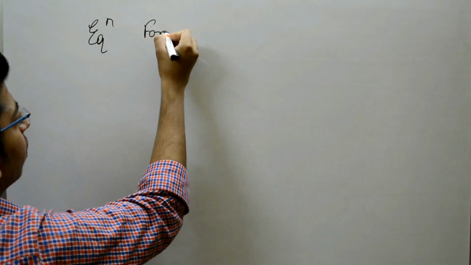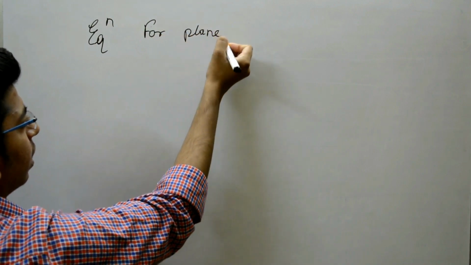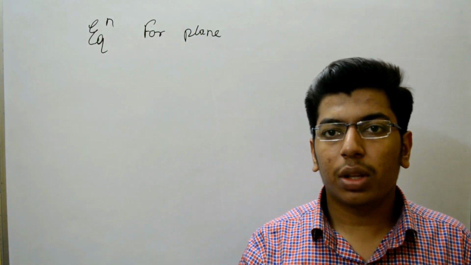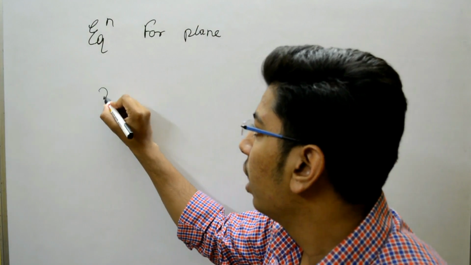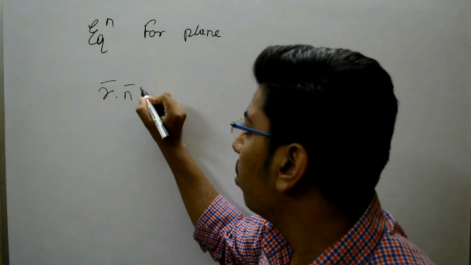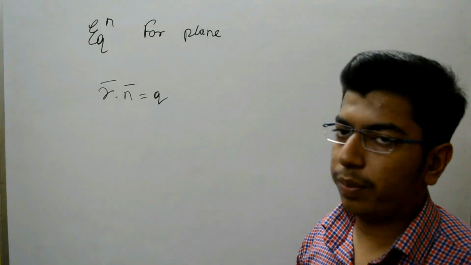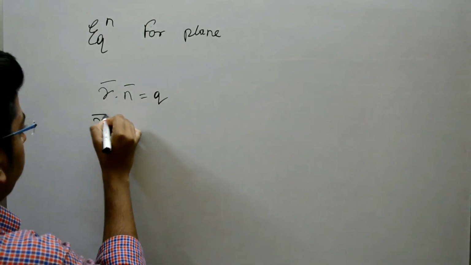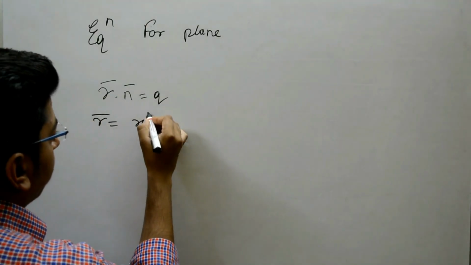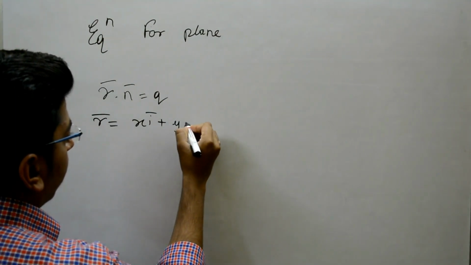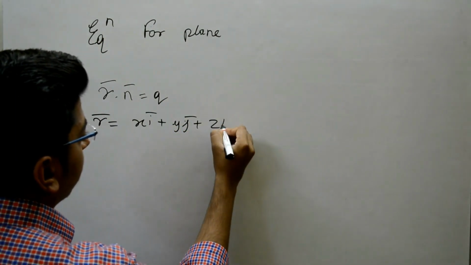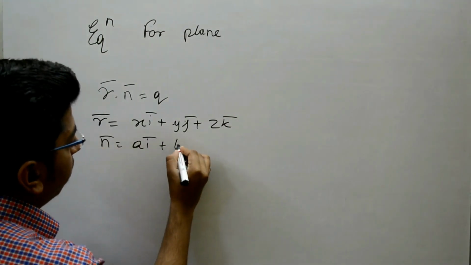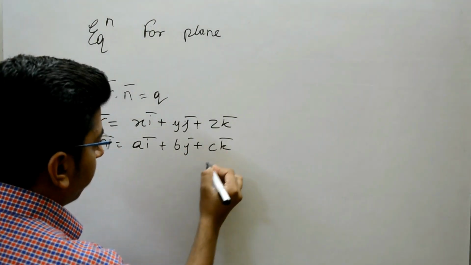The general equation for the plane is r bar dot n bar is equal to q. This is just a general equation. R bar is equal to xi bar plus yj bar plus zk bar, and n bar is equal to ai bar plus bj bar plus ck bar.